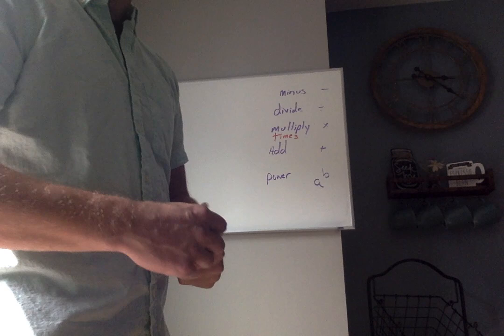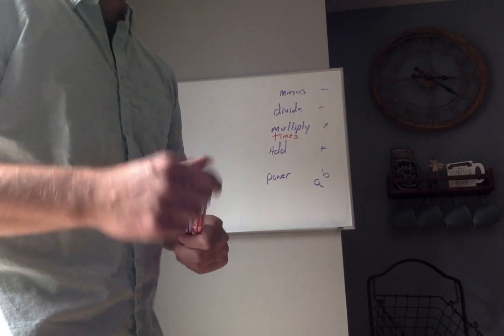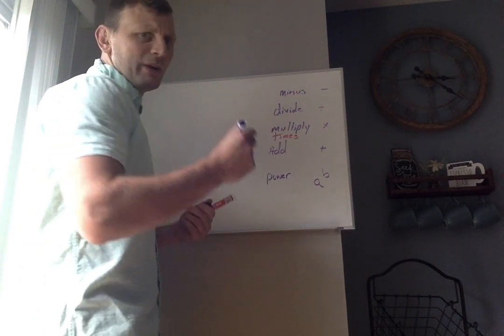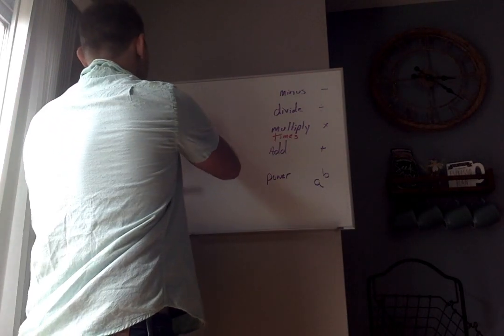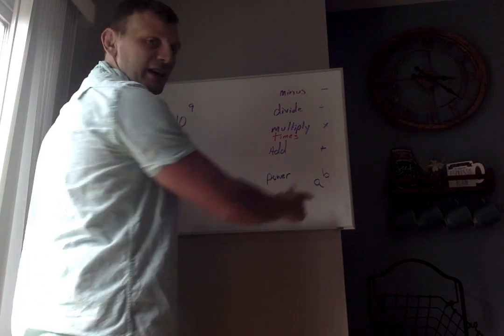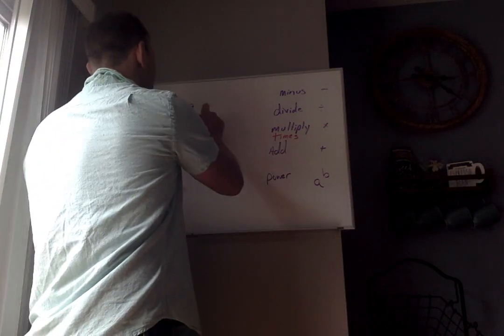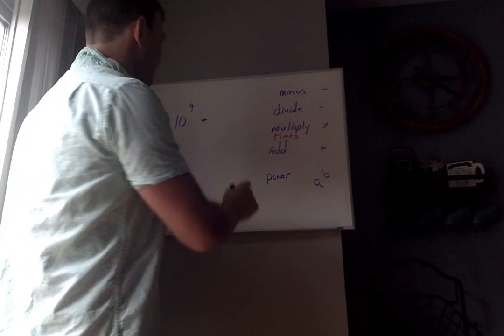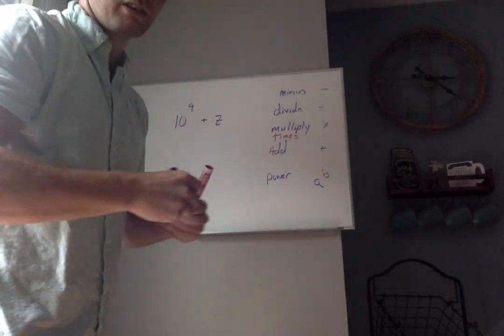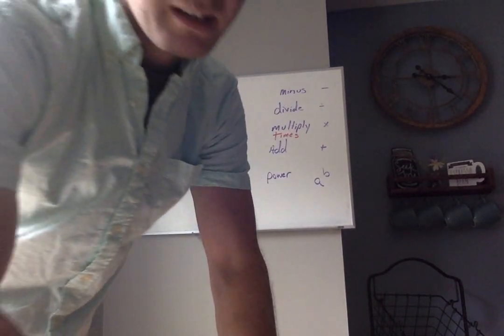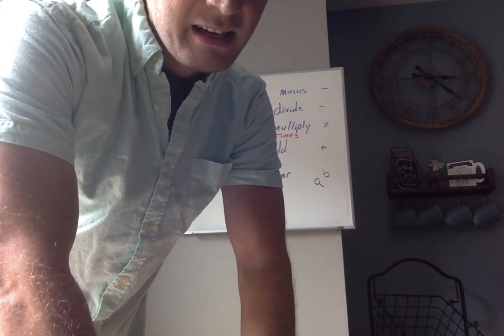So the next one says raise 10 to the 9th power, then add the result to z. So first off, we have two parts. So we have raise 10 to the 9th power. Okay, so it's going to be 10 to the 9th. Then it says then add. So that's easy. Add means plus. And then we have the result to z. So it should look like that. So we're going to have 10 to the 9th power plus z. All right, so this is how you do it, okay?